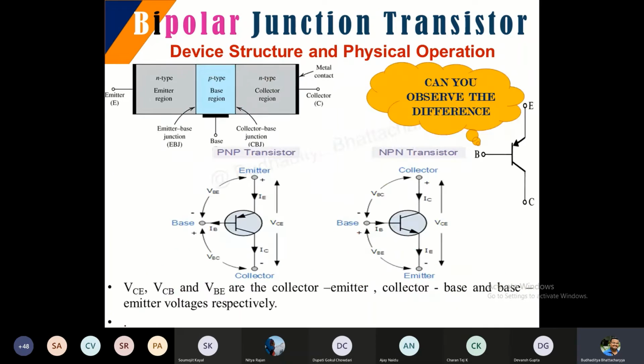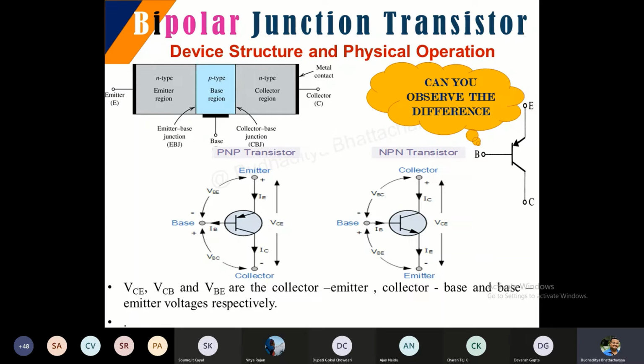So in that aspect, we have also found out the voltages across the terminals, and that was given by VBE, VCB, as well as VCE. These are the three specific voltages across the different terminals of the transistor.